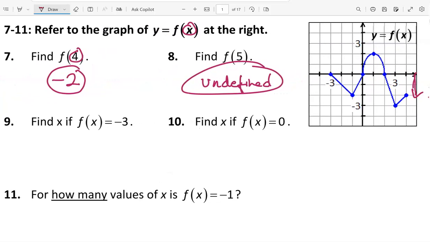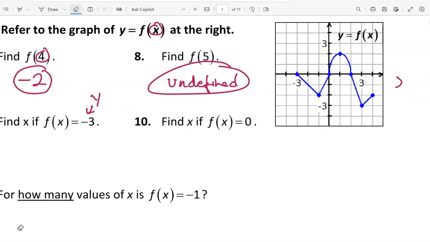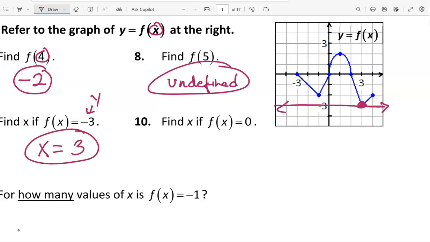In number 9, we're asked to find x if f of x is equal to negative 3. This time we have the y value, and we are looking for the x value. So if y is equal to negative 3, we can run a horizontal line at y equals negative 3 and see where it intersects the graph, and it intersects it at x equals 3.